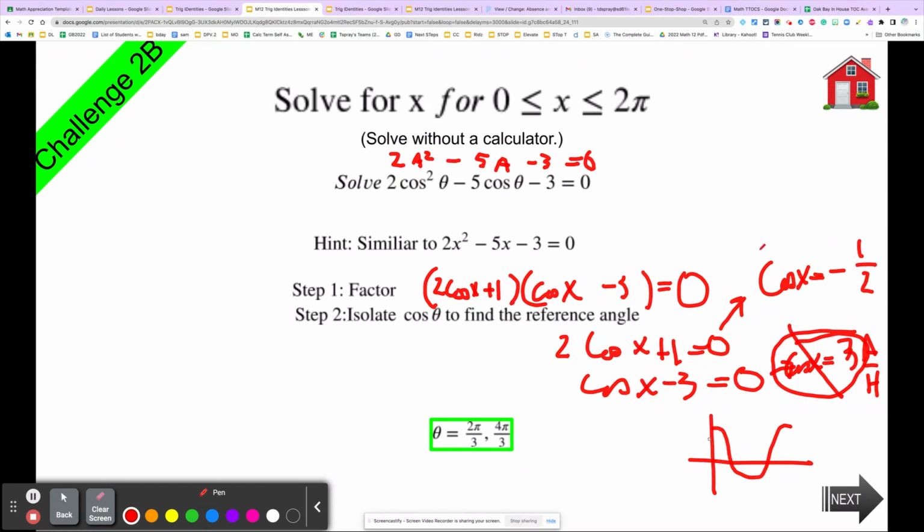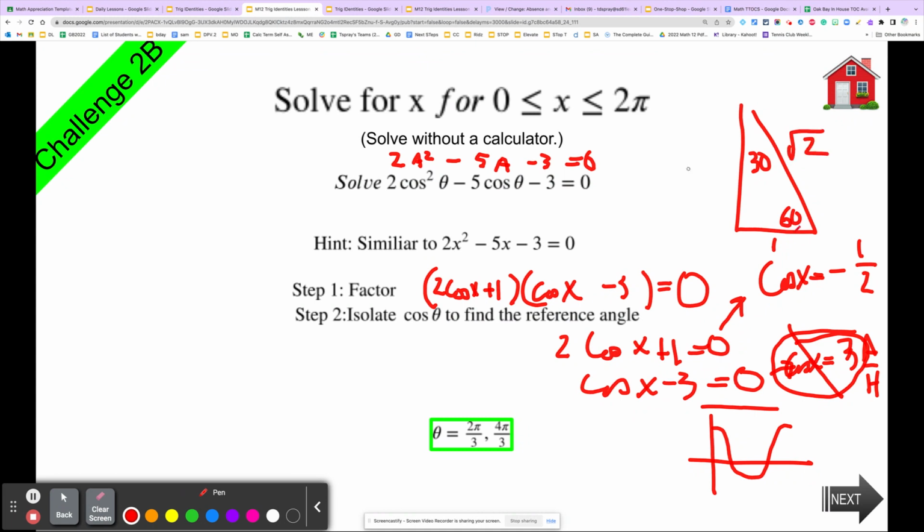So then what we're going to do with cos x equals negative 1/2 is we're going to check our special triangles, figure out what the reference angle is, and then determine which quadrants it is in. Okay, so we know that, yeah, I'm doing this all with a mouse, so it's so slow.